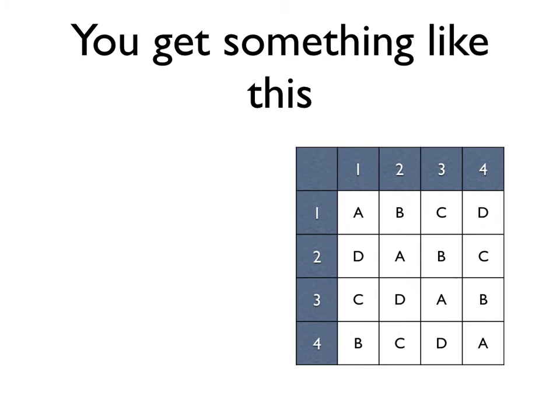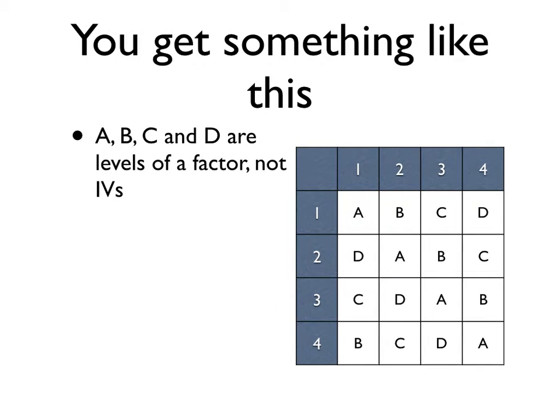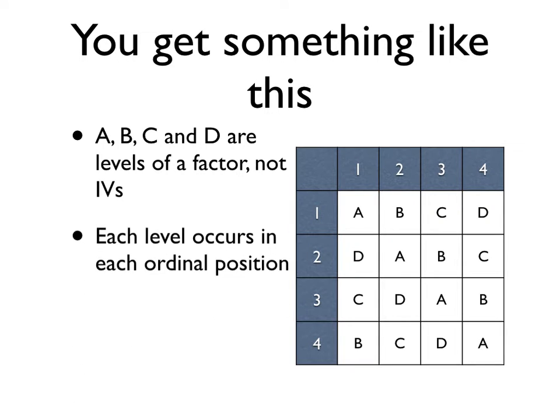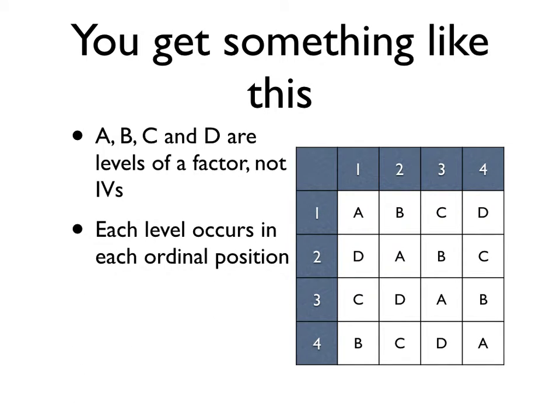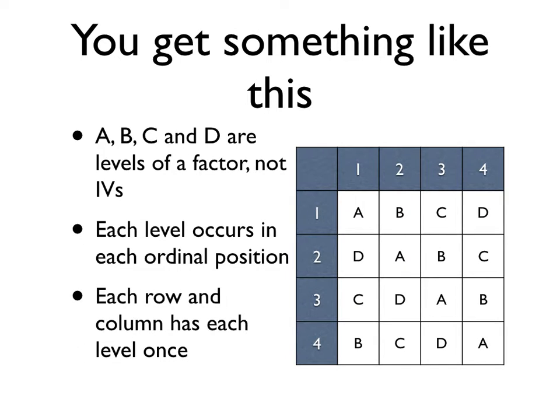So A, B, C, and D are not a factor. They are just levels of the independent variable. Okay. Notice that each level, A, B, C, or D, occurs in each ordinal position once. And each row and column has each level once.